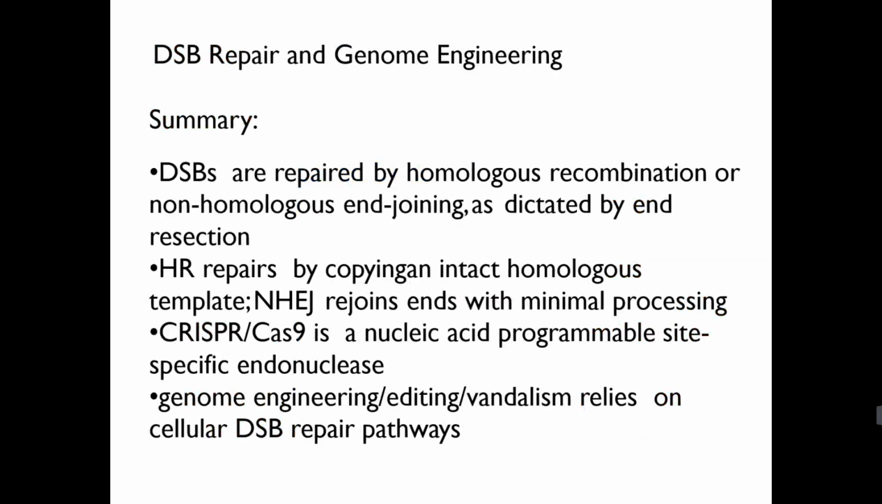All right, so just to summarize some of the things that we talked about in this lecture, we delved into double-stranded breaks, which are repaired by homologous recombination or NHEJ, or non-homologous end joining, as dictated by end resection. We talked about how homologous recombination repairs by copying an intact homologous template, whereas end joining, NHEJ, rejoins ends with minimal processing. We delved into CRISPR-Cas9, which is a nucleic acid programmable site-specific endonuclease. And we finally ended off with some genome editing and how that relies on cellular double-stranded break repair pathways.